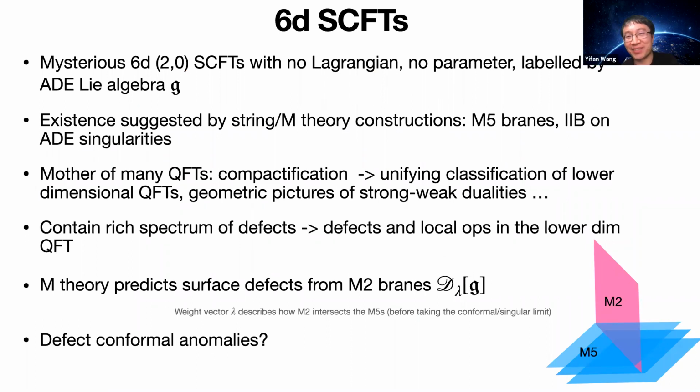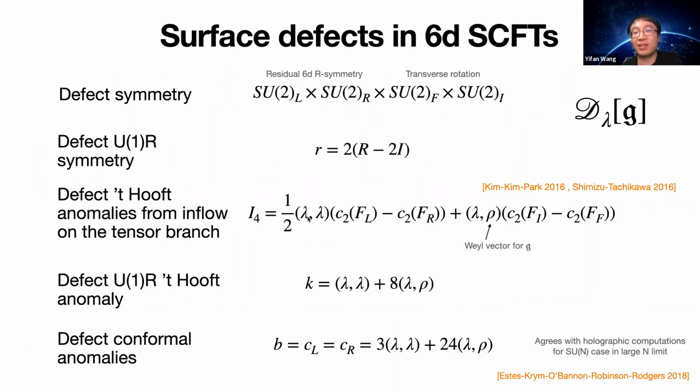One example is the 6-dimensional (2,0) SCFT, and there are surface defects in this theory, which also do not have Lagrangian descriptions. But their anomalies can be extracted from anomaly inflow in M theory, because surface operators come from M2 branes intersecting with M5s in this picture. Their anomalies can be determined by anomaly inflow with an anomaly polynomial of this form. Then using this general anomaly relation, we can determine these conformal anomalies, so they completely bypass the Lagrangian. This gives answers in the large N limit.